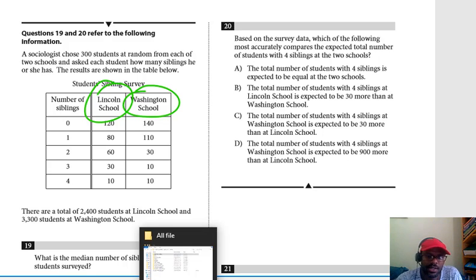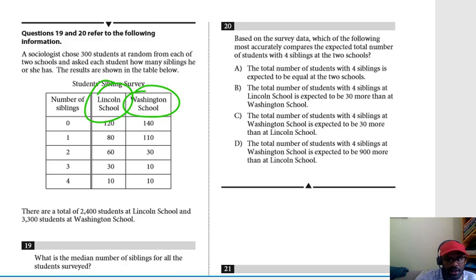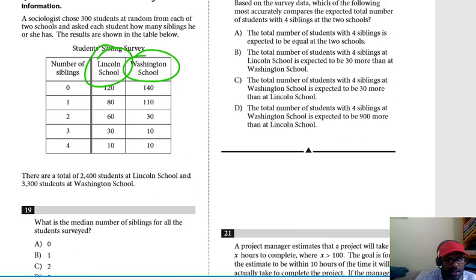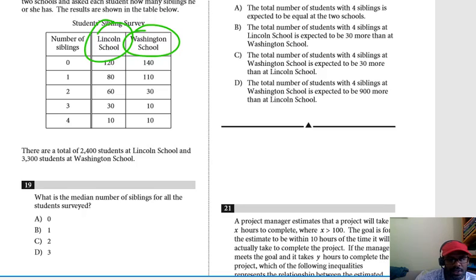The first question is: what is the median number of siblings for all the students surveyed? We have 300, which is even, so we take the average of the middle terms, the 150th and 151st terms. Both are 1, so 1 plus 1 is 2, and half of 2 is 1.